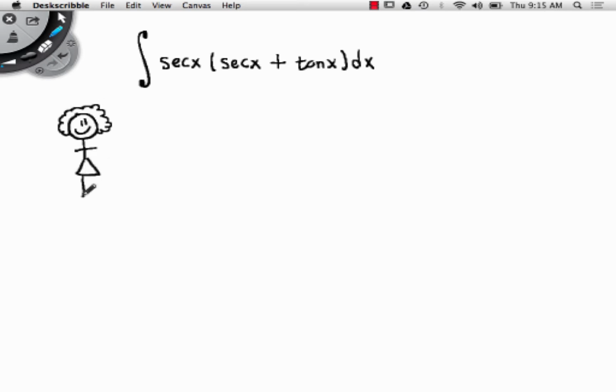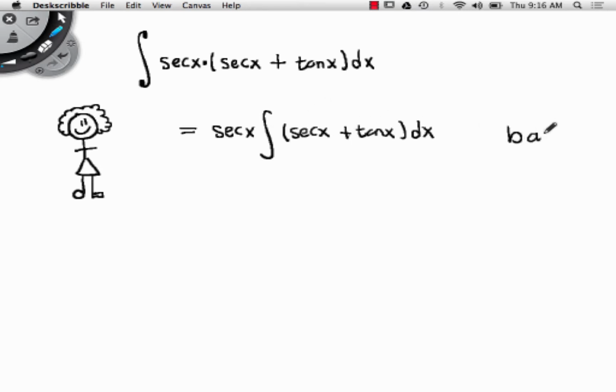Now, let's say that this is Sally, and Sally is a beginning calculus student just like you. And so this is what Sally does. Sally says, hey, since this is secant of x times secant of x plus tangent of x, I can pull out that secant of x and say secant of x times the secant of x plus the tangent of x. Has Sally done a good or a bad thing? Okay, we are saying that she has done a bad thing.